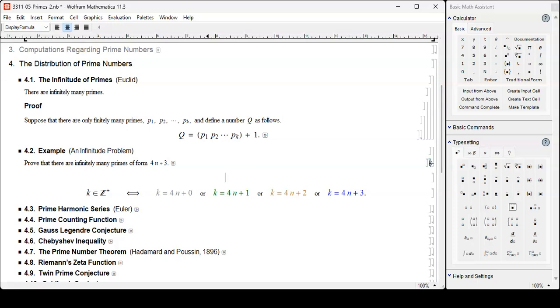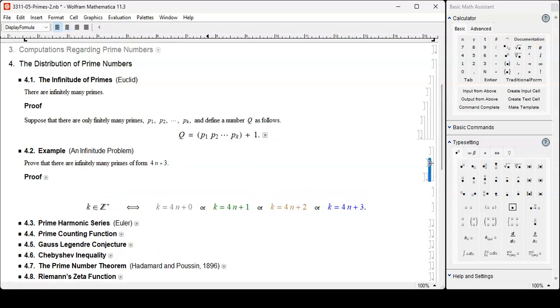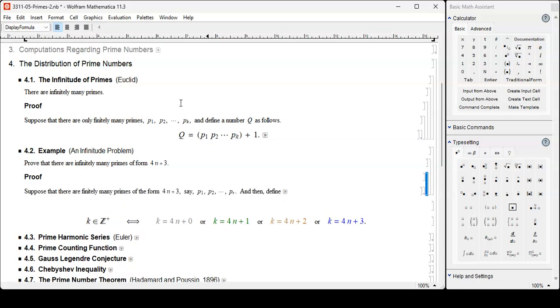Let's go ahead and prove it. How do we prove it? Let's begin with a similar argument as before. Suppose that there are only finitely many primes of the form 4n plus 3, and name those as p1, p2, p3, and so on. And then define something like this, cleverly.